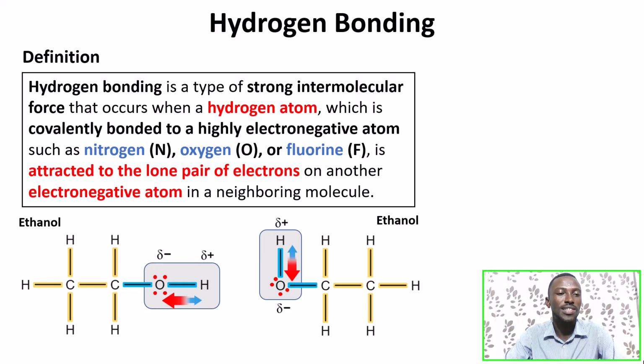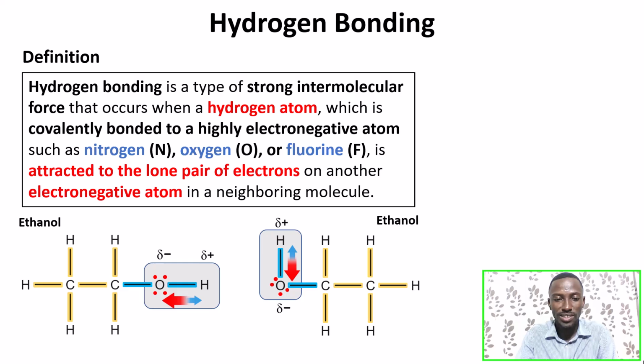Now let's revisit the explanation. We say hydrogen bonding occurs when a hydrogen atom, which is covalently bonded to a highly electronegative atom such as nitrogen, oxygen, or fluorine, in this case oxygen, is attracted to a lone pair of electrons on another electronegative atom in a neighboring molecule.